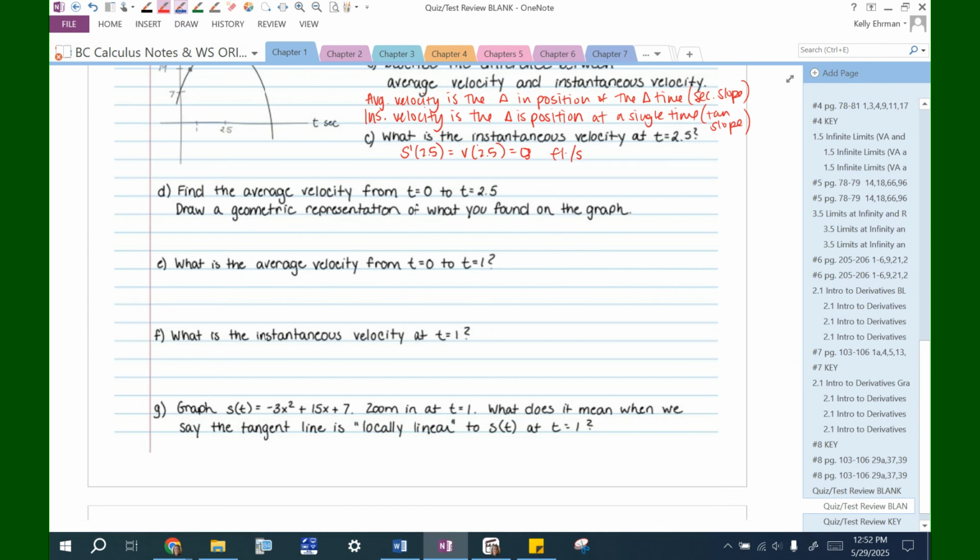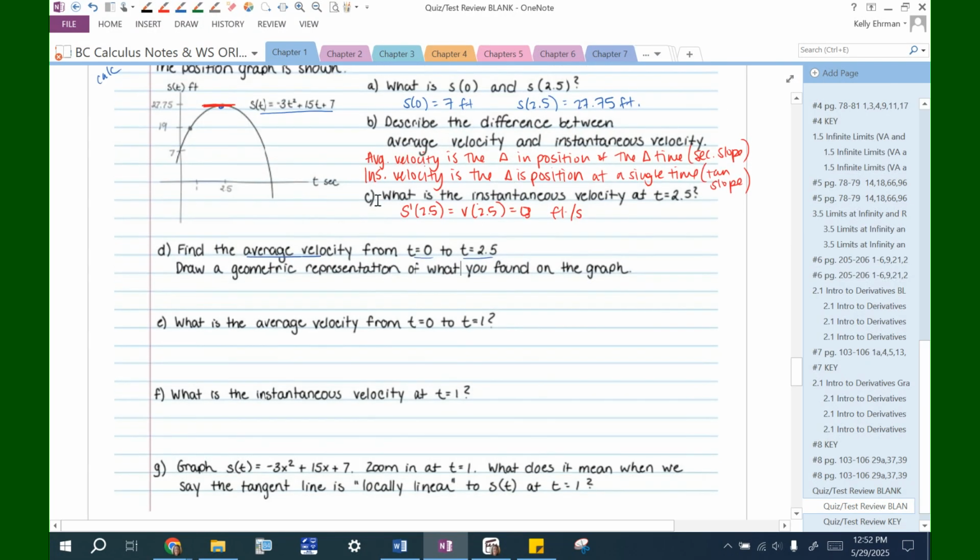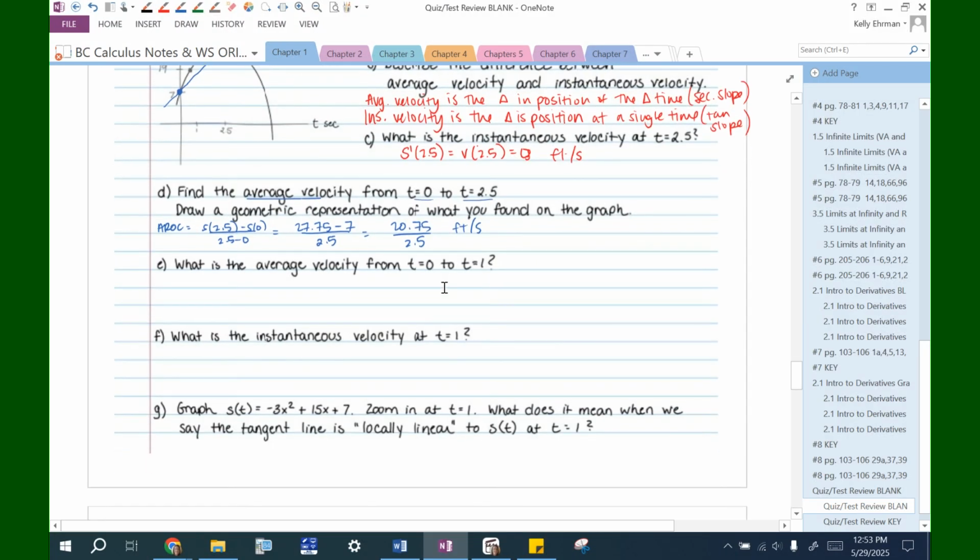Find the average velocity from 0 to 2.5. Draw a geometric representation of what you found on the graph. So I'm going to do that first. So here's 0, here's 2.5. I'm about to find the slope of that line. So average velocity, average rate of change is S of 2.5 minus S of 0 over 2.5 minus 0. That's 27.75 minus 7 over 2.5. That's 20.75 over 2.5, whatever that is. Honestly, on the AP test, you don't have to simplify stuff. So I'm leaving it like that.